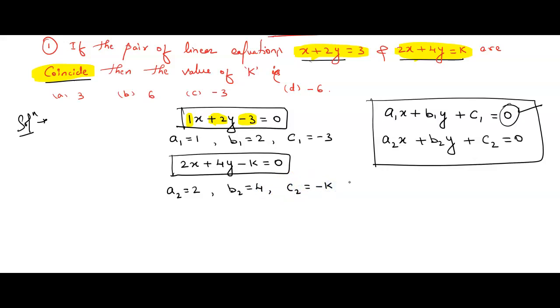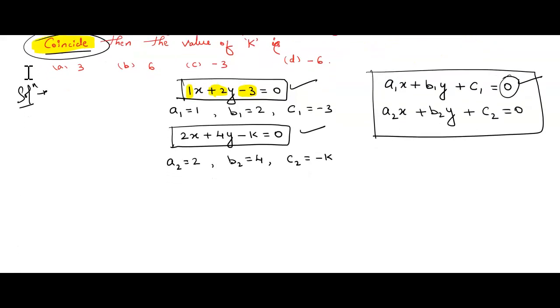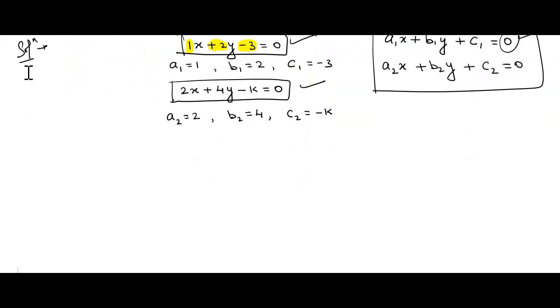Children, here we have to notice one thing. They have given A1, B1, C1, A2, B2, C2. Now they are saying that both the equations coincide, which means they are coincident. If they are coincident, what should be the condition? The question already says that both the equations are coincident.